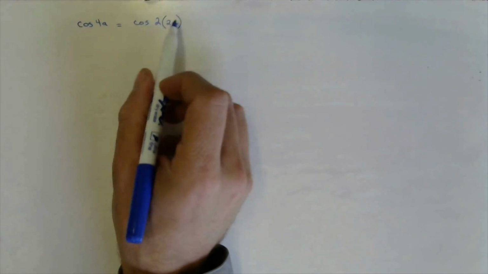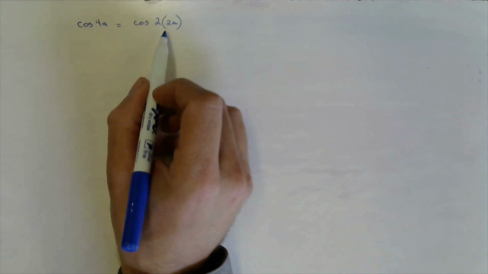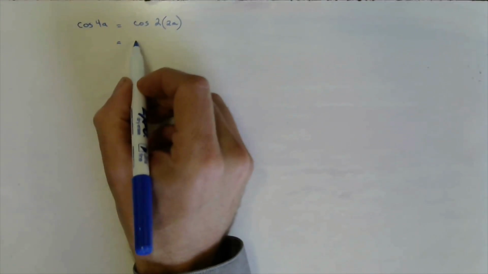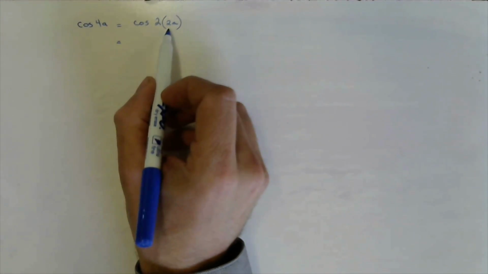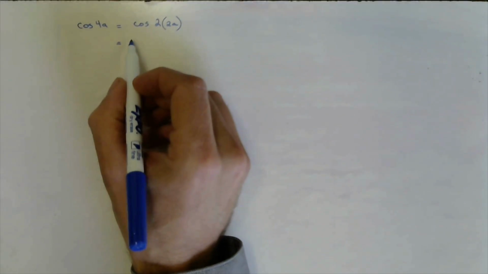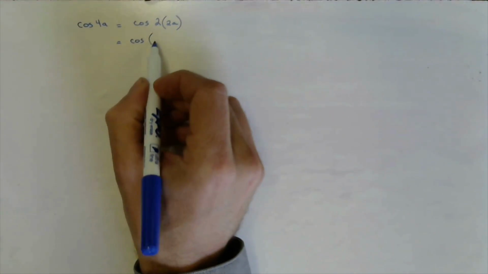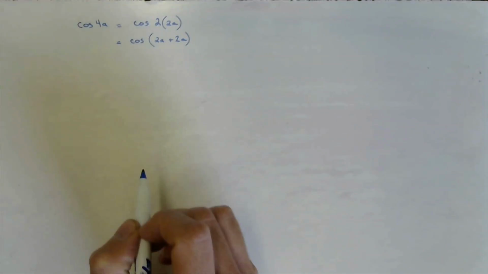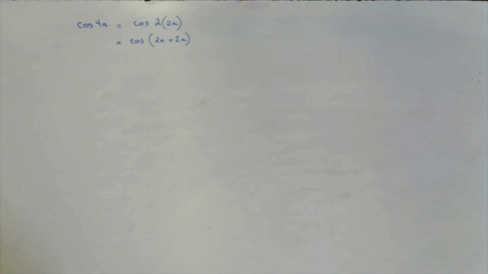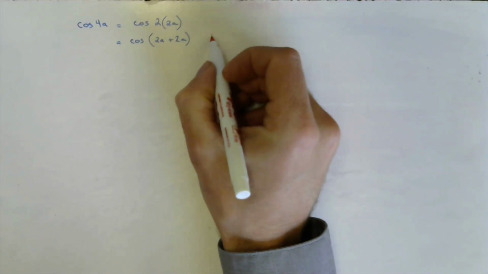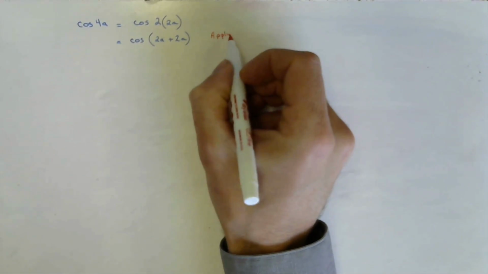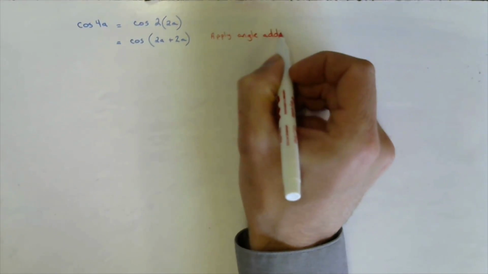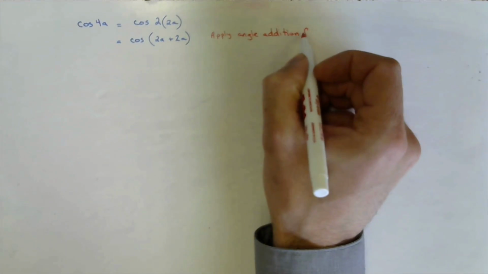From here, you could apply the cosine formula for a double angle. Okay, I'm going to go back and separate this now into 2a plus 2a. Okay, so we're going to make it an angle addition, 2a plus 2a. And from there, we're going to apply the angle addition formula.